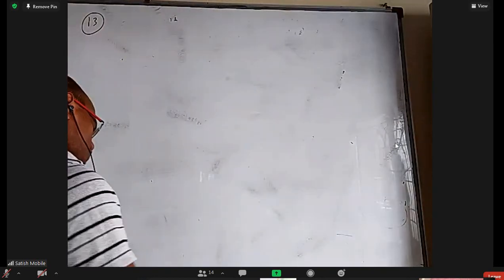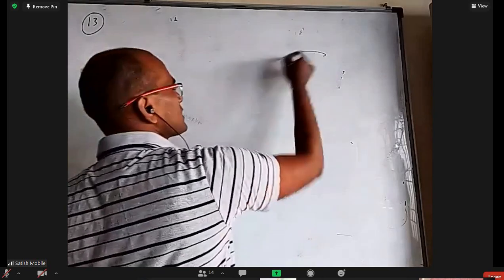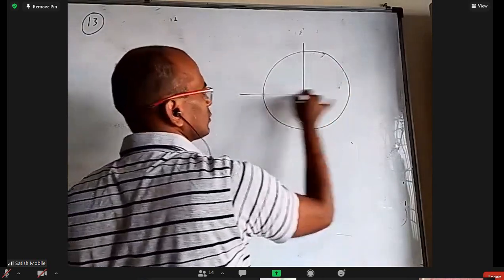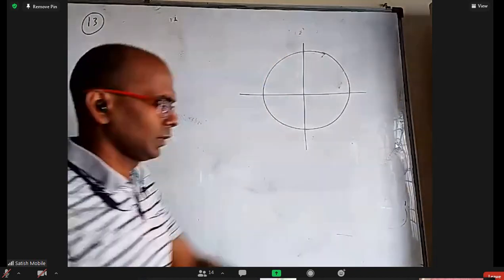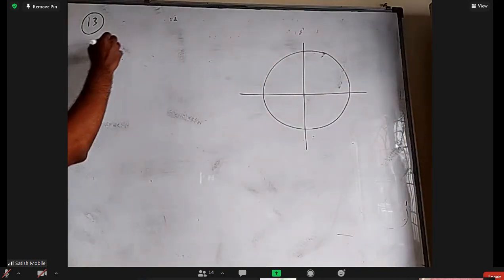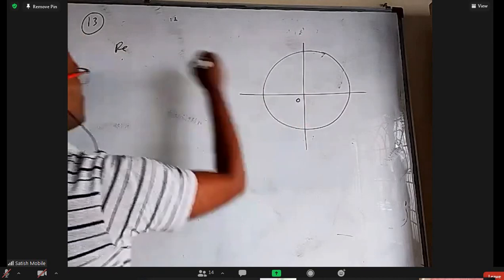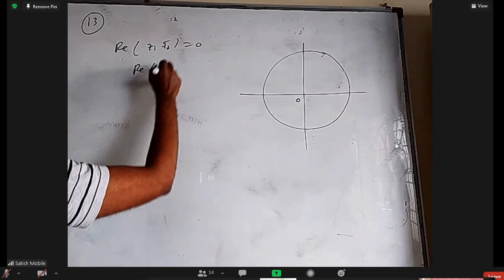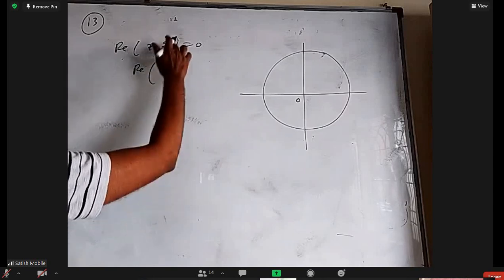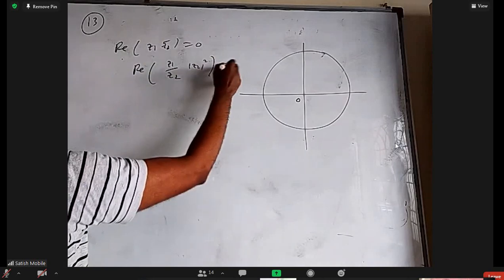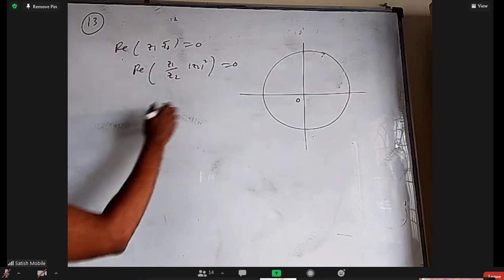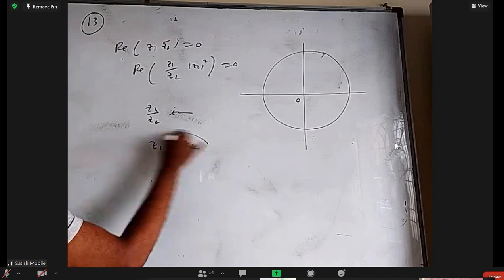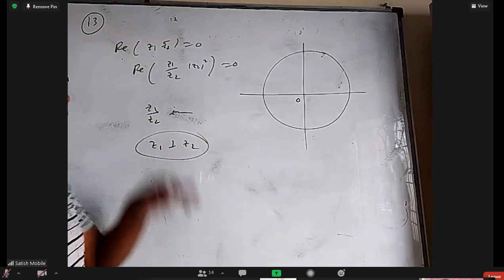Mod Z1 and mod Z2 are equal, which means they lie on the same circle. If they lie on the same circle with center at the origin, the real part of Z1 times Z2 conjugate equals 0. I can write Z1 by Z2 also into mod Z2 square equal to 0. Real part of something being 0 means it is purely imaginary. So Z1 by Z2 is purely imaginary, which means Z1 is perpendicular to Z2. Whenever the ratio is purely imaginary, they're perpendicular.